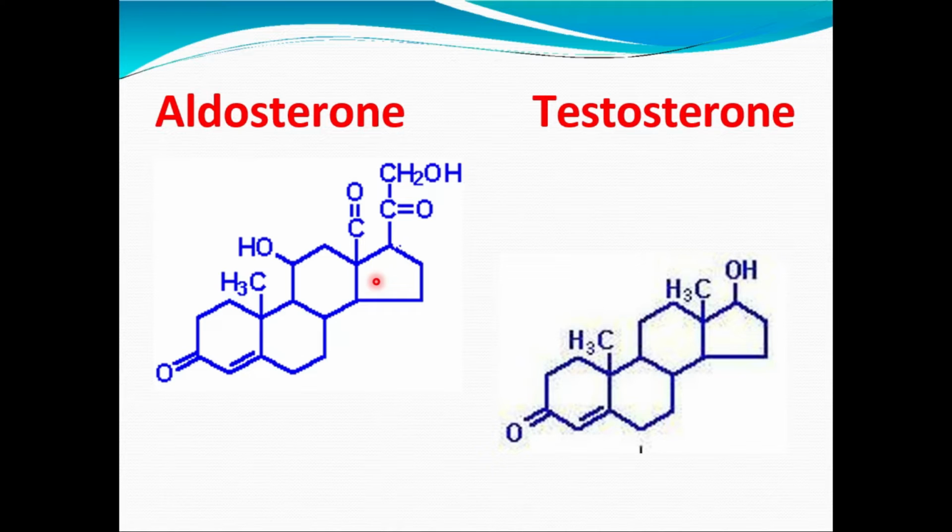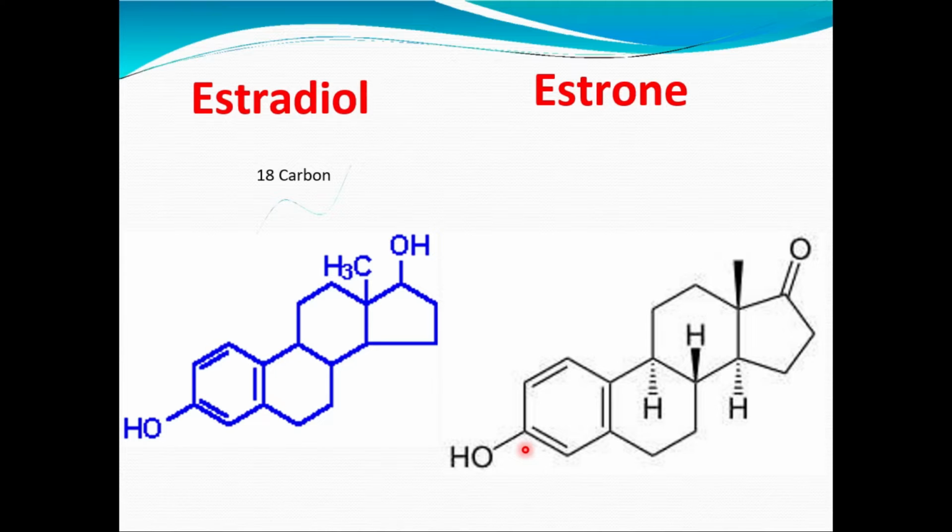Here is the structure of aldosterone and testosterone. We can see clearly the backbone of a steroid molecule containing four rings. Aldosterone and testosterone, both of these molecules are basically ketones in their chemical nature. Estradiol is an alcohol containing 18 carbons, while estrone is again a ketone. It contains a ketone and a hydroxy group as compared to estradiol. In estradiol, we have two hydroxy groups on either side of the molecule.